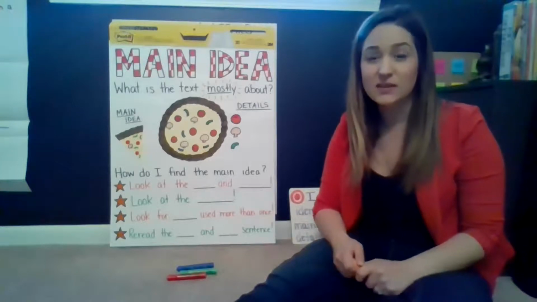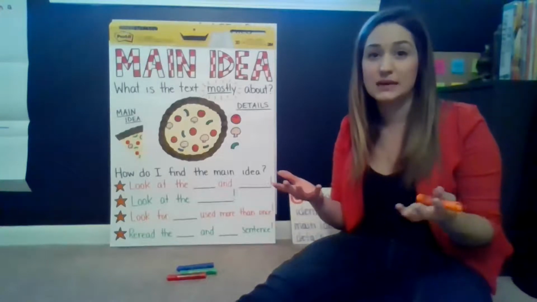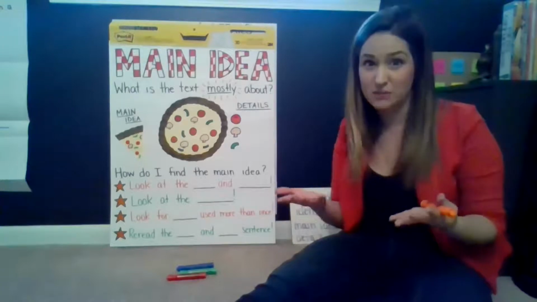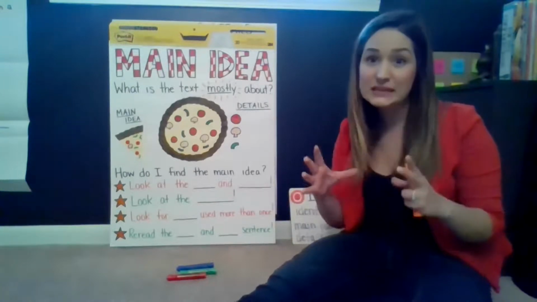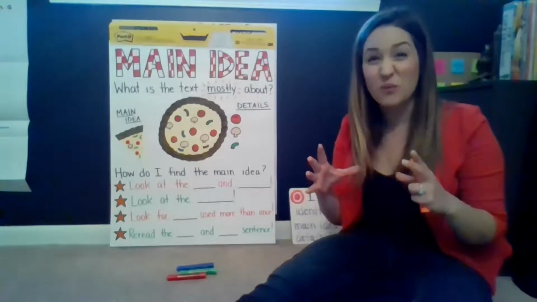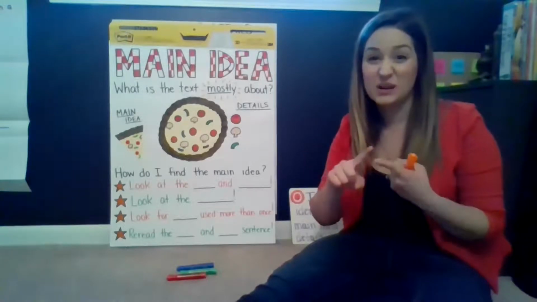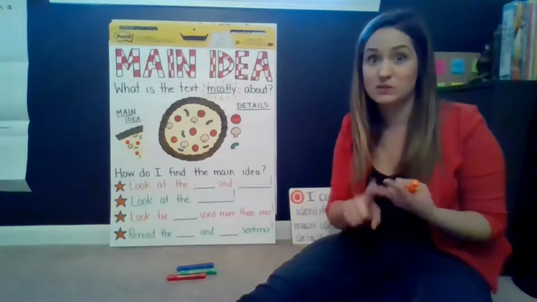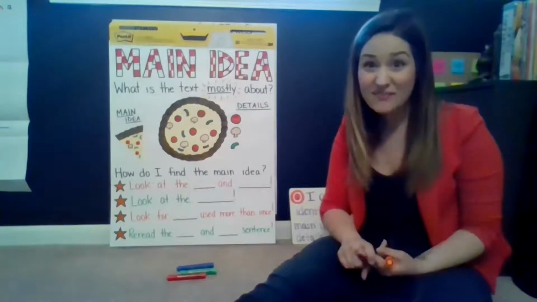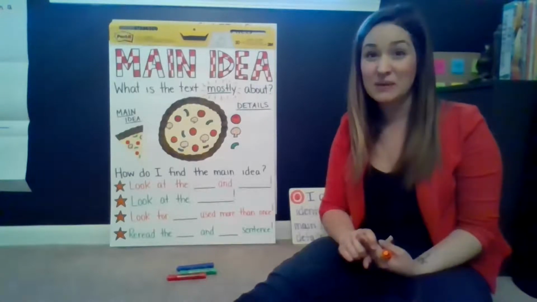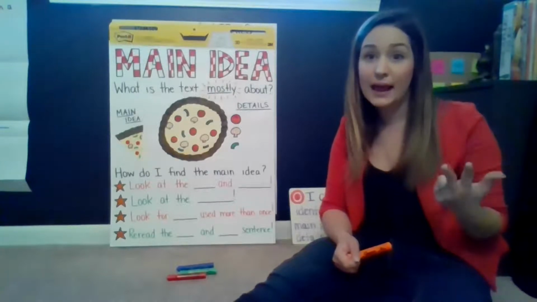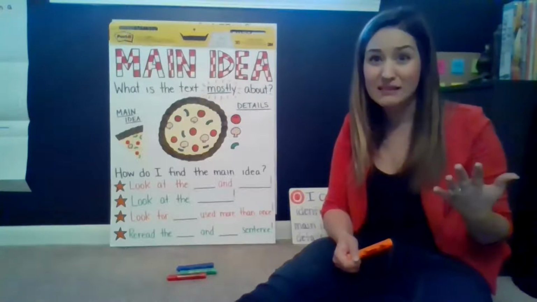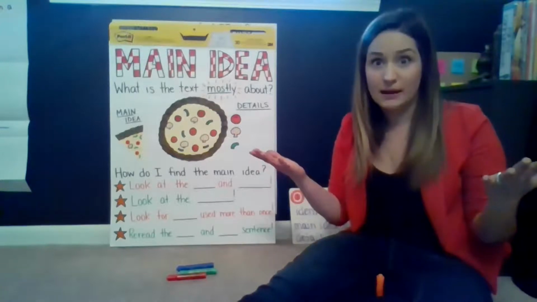So details are the things that support your main idea, that give you more information about your main idea. So if my main idea is I'm making a pizza, the details tell me what I'm putting on my pizza. I'm putting pepperoni, I'm putting mushrooms, I'm putting peppers. You can have a lot of details. Some people maybe like to put pineapple on their pizza or sausage or ham or onions or black olives. The details could go on and on and on.